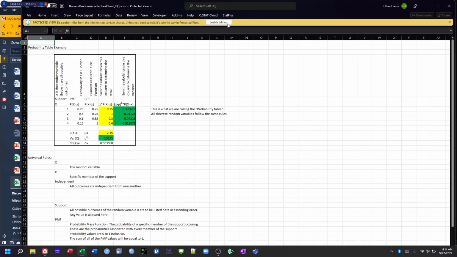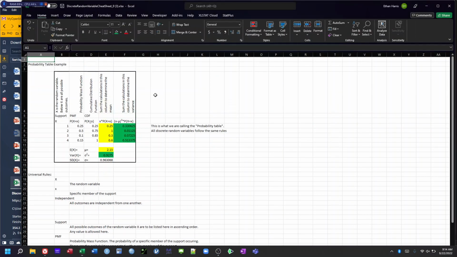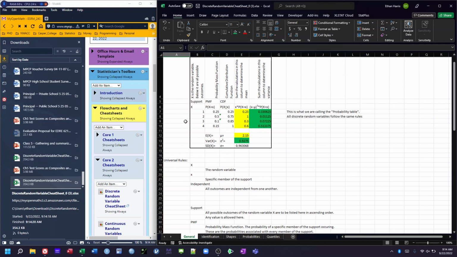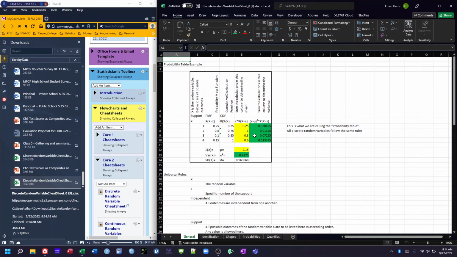Okay, here we go. Let's enable editing. So this sheet is really handy because it's a quick reference on how to build these probability tables. The nice thing too is that there are actually equations in here, so you can see exactly what I did in order to calculate those.